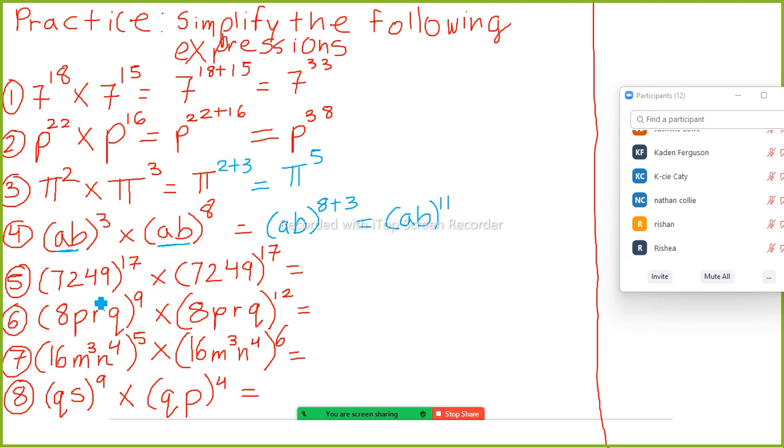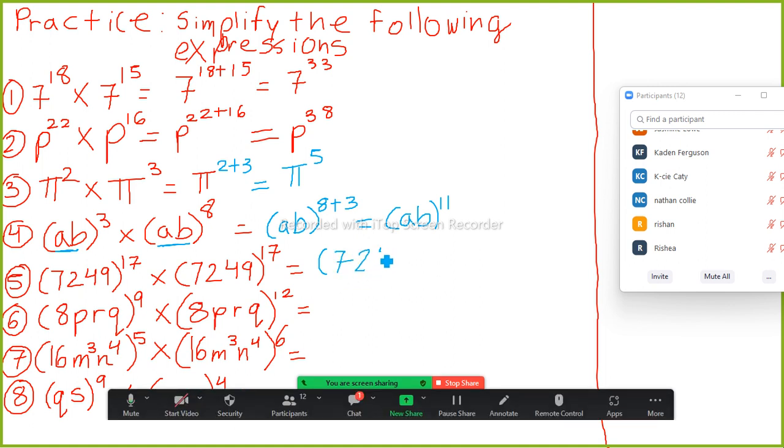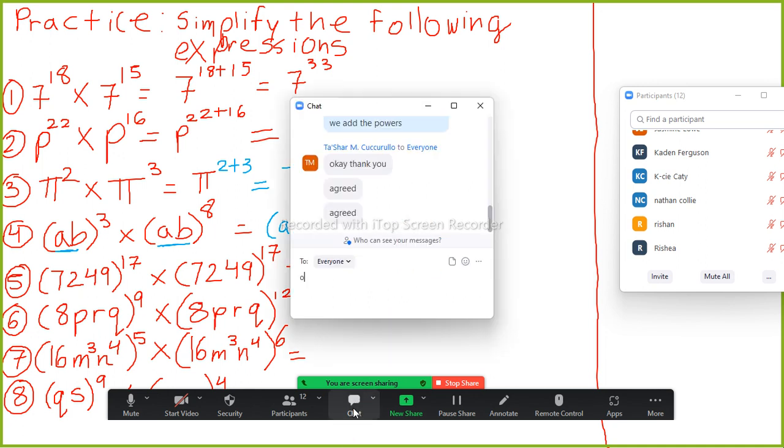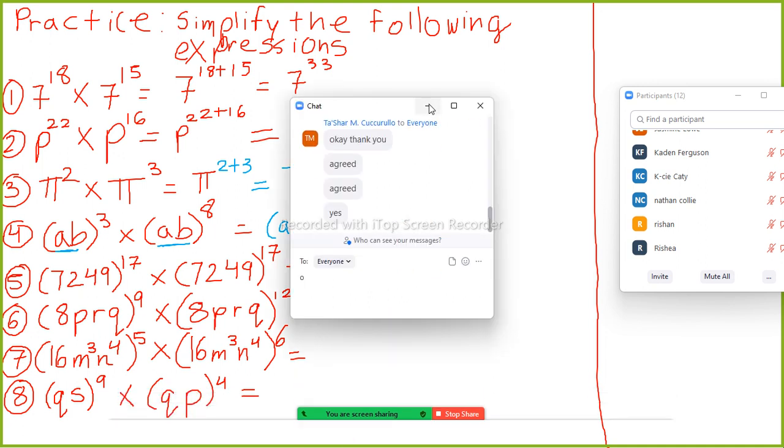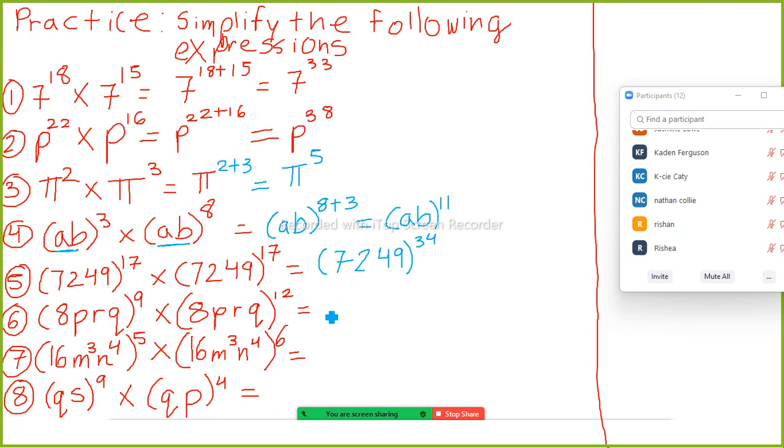Rashawn, what did you get for number 5? Sorry, number 5. 7,249 to the power of 34. Excellent. 7,249 raised to the power of 34. Miss C says agreed.